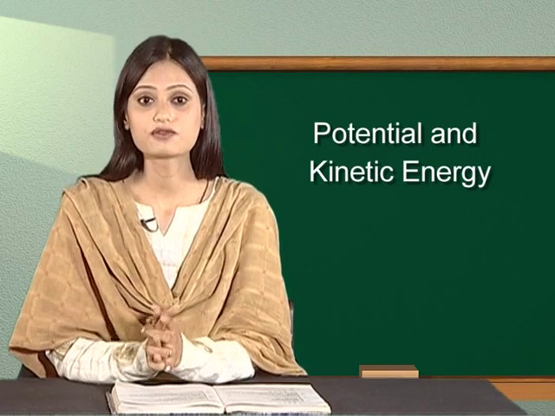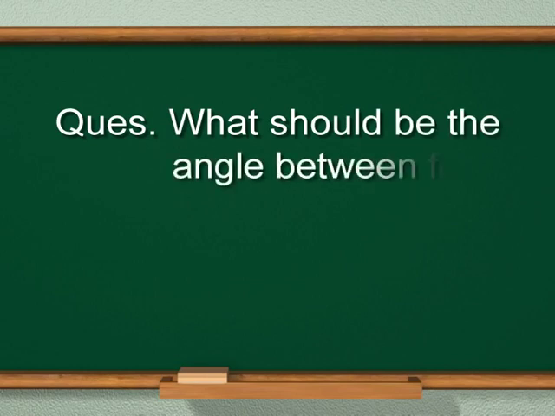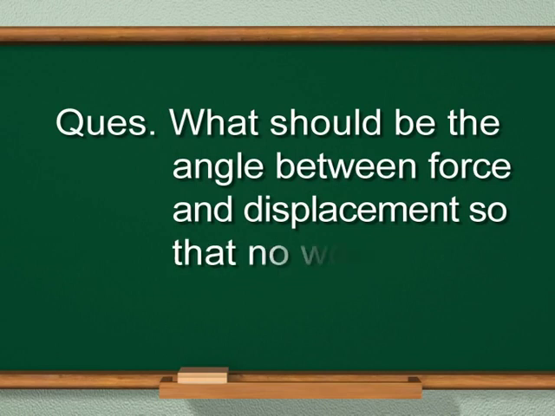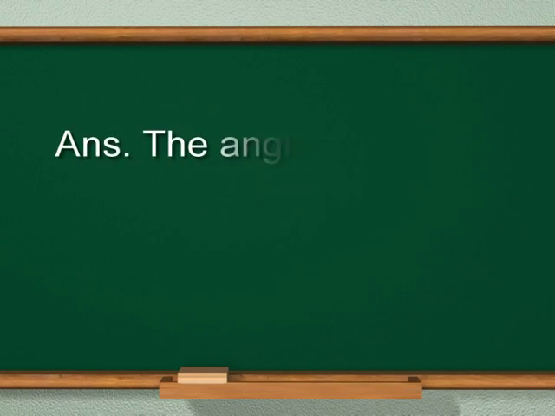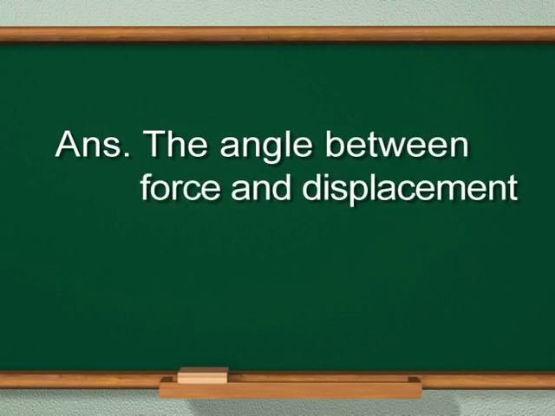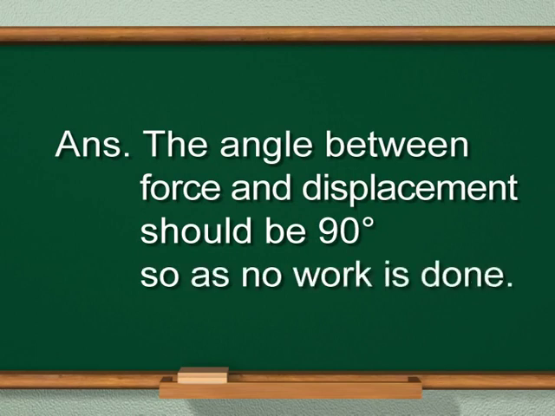Here is a test for you. Question: what should be the angle between force and displacement so that no work is done? And the answer is, the angle between force and displacement should be 90 degrees so that no work is done.